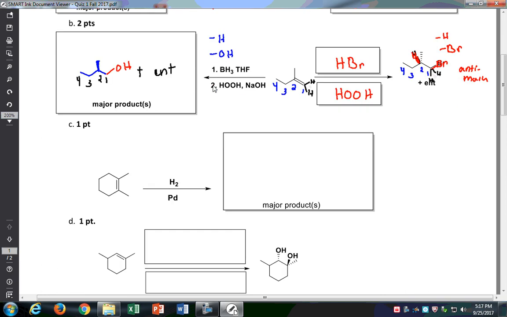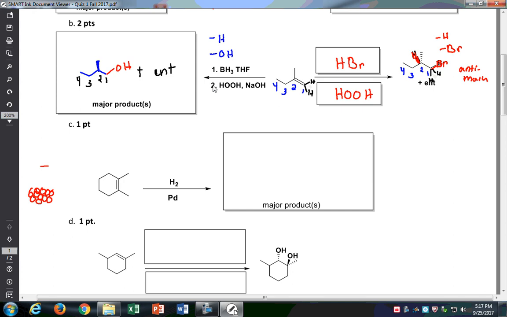If we look at C, we're adding H2 and palladium. So clearly, we only have hydrogen. We're adding hydrogen across the pi bond on each of the carbons. And remember, if this was a triple bond, it wouldn't stop at the double bond. But here we have a double bond. This is going to be syn addition because our metal is heterogeneous, meaning it doesn't dissolve.